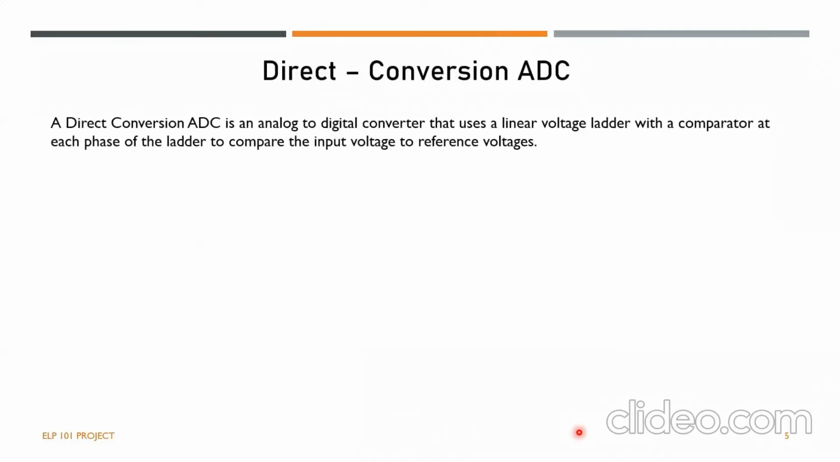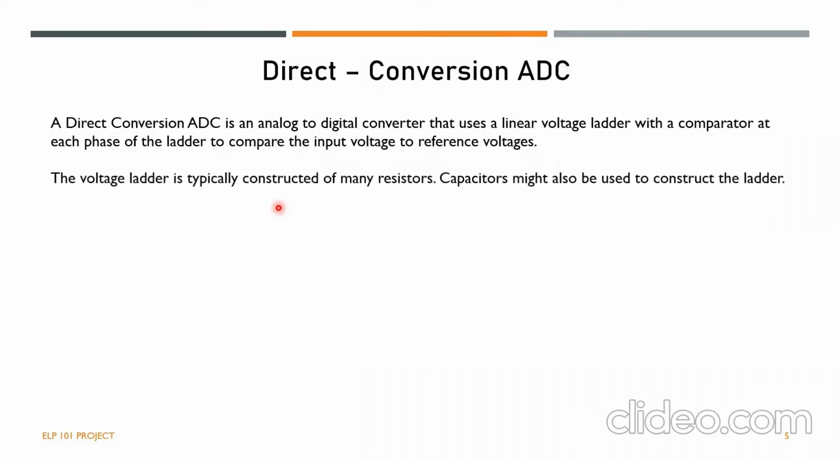A direct conversion ADC is an analog to digital converter which uses a linear voltage ladder along with a comparator at each phase of the ladder. And this comparator is responsible for comparing the input voltage to the given reference voltages. Now, this voltage ladder is typically constructed from a series combination of many resistors, and often it is also constructed from capacitors in many cases.